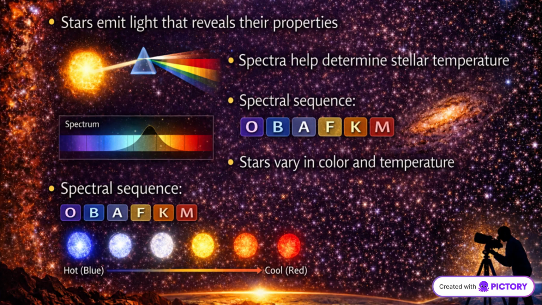Stars emit light, and this light carries information about their physical properties. By analyzing the spectrum of a star, we can determine its temperature. This leads to the spectral classification sequence: O, B, A, F, G, K, M. Stars range from hot blue stars to cooler red stars.